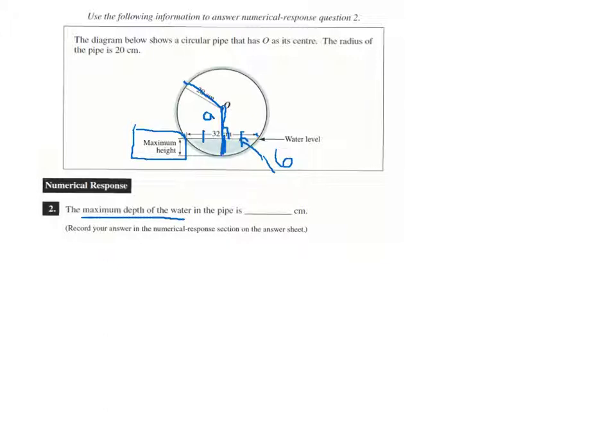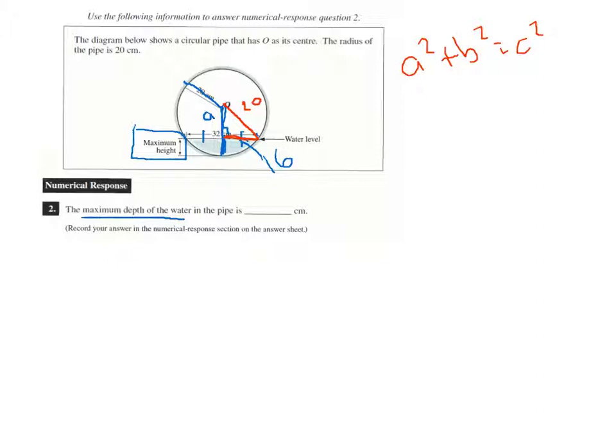To do this, we will draw in a radius to the chord and generate our right angle triangle. We know that the radius of the circle is 20, so our hypotenuse will be 20 because it is opposite the right angle. We also know that this bisected chord, this length, will be 16, and we can use the formula a squared plus b squared equals c squared to find a.